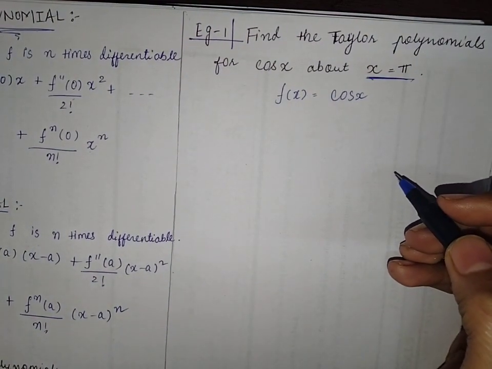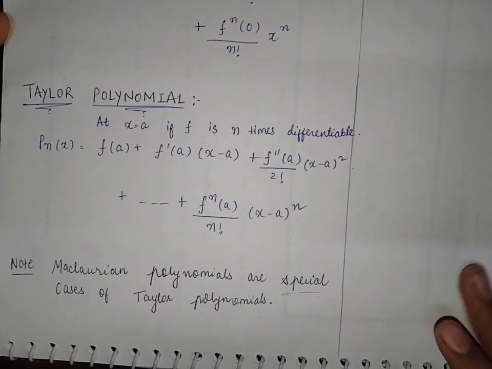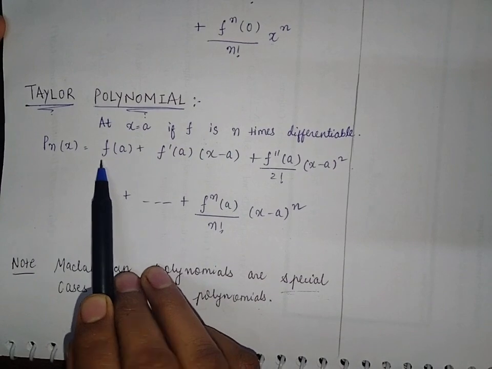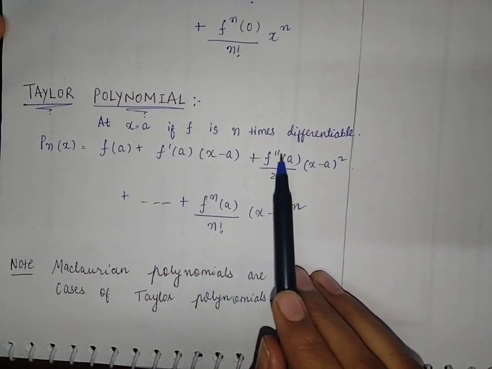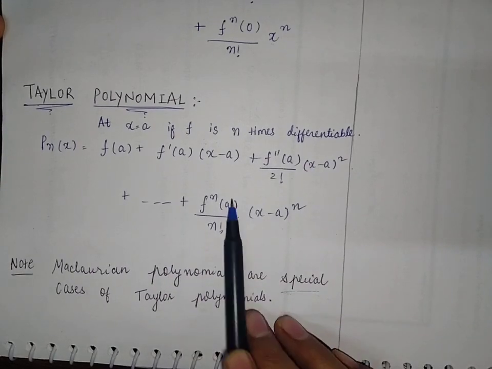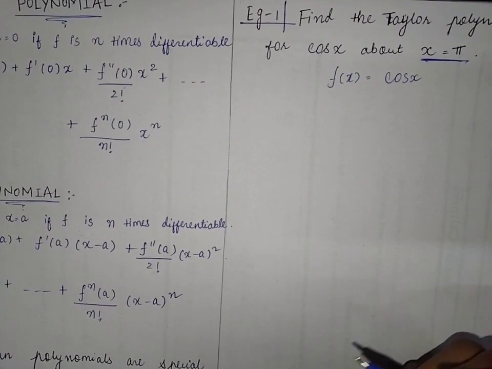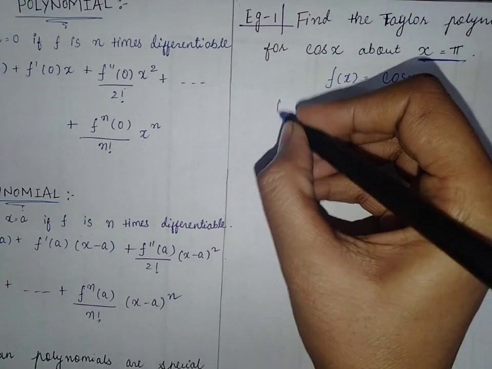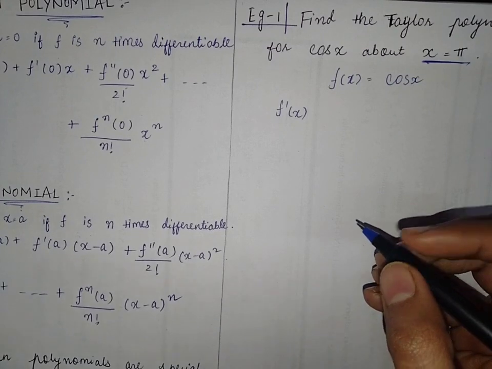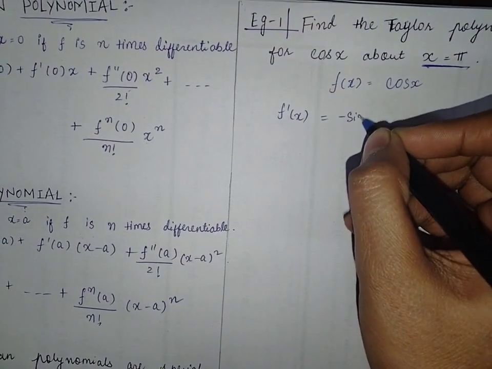As we have to find the Taylor polynomials, we will use this formula of Taylor polynomials. So we will find f of a, f dash of a, f double dash of a, and first of all we will find all these values and then we will substitute in this equation. So first of all we will find f dash of x. Okay, so f dash of x will be minus sin x.